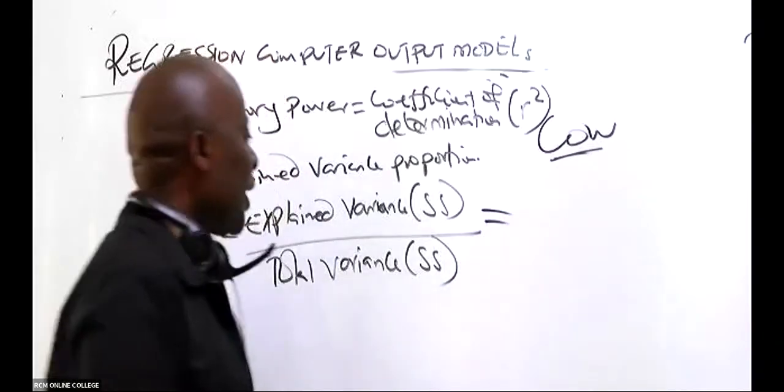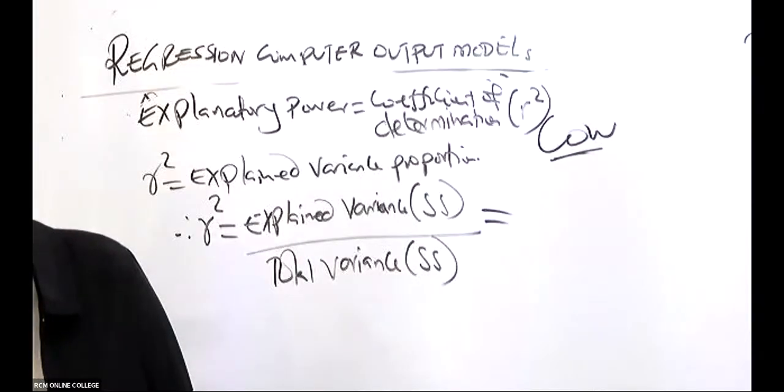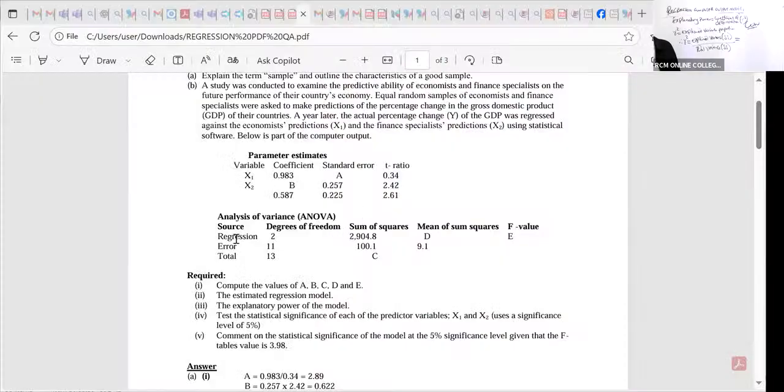So are you able to see the explained variance, my good students? The sum of squares and the explained variance. Sum of squares explained is regression, isn't it? 2904.8, all over the total variance, which you were able to get here as C, in terms of sum of squares.